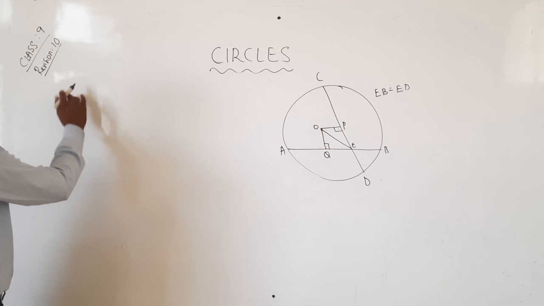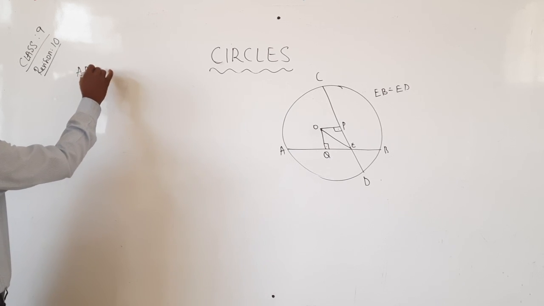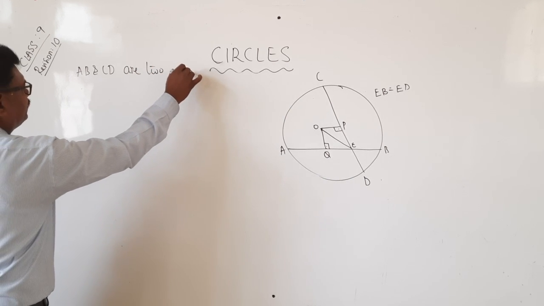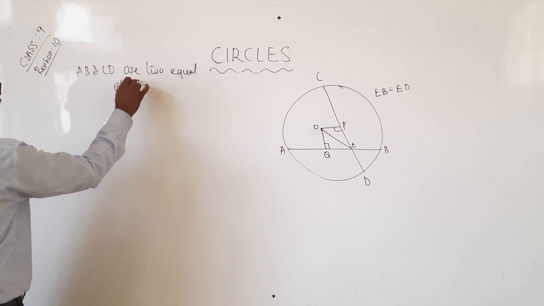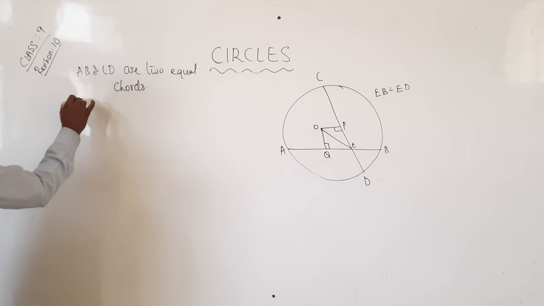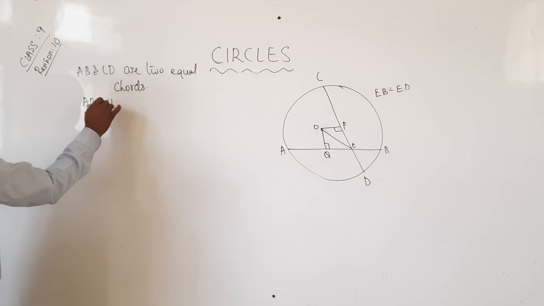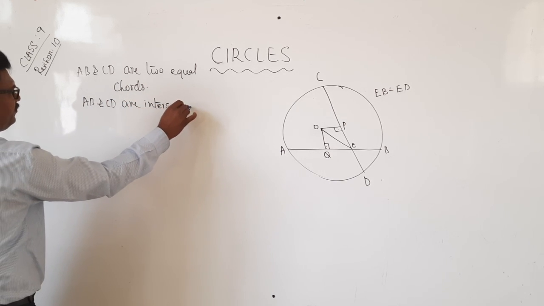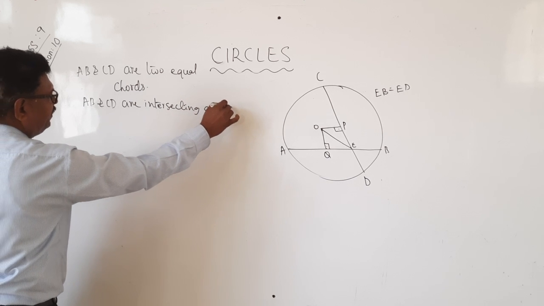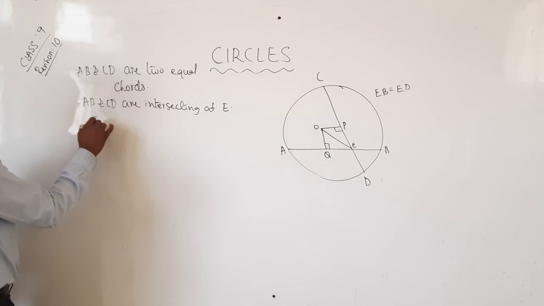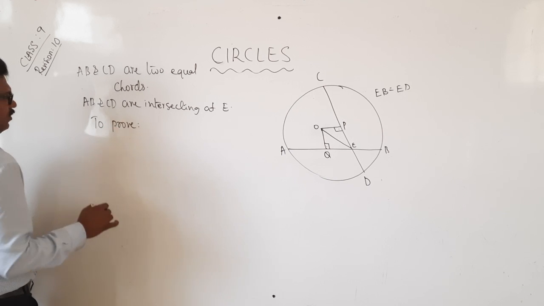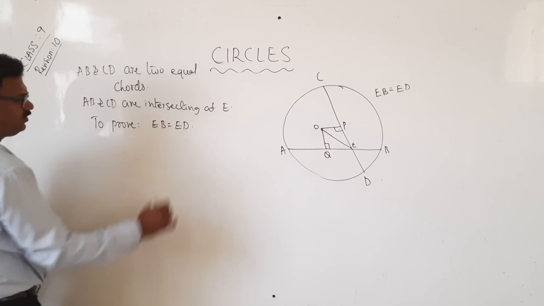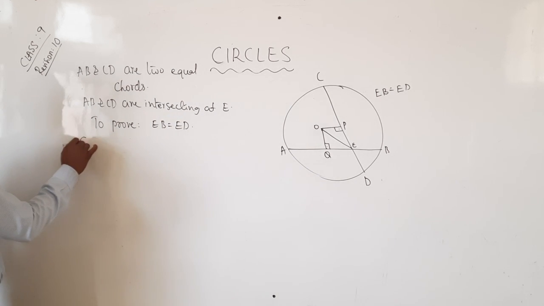Yes. Here you can prove AB and CD are two equal chords. Two equal chords. In this, AB and CD are intersecting at E. Then what we have to prove? We have to prove that EB will be equal to ED. So very simple. Next, construction.